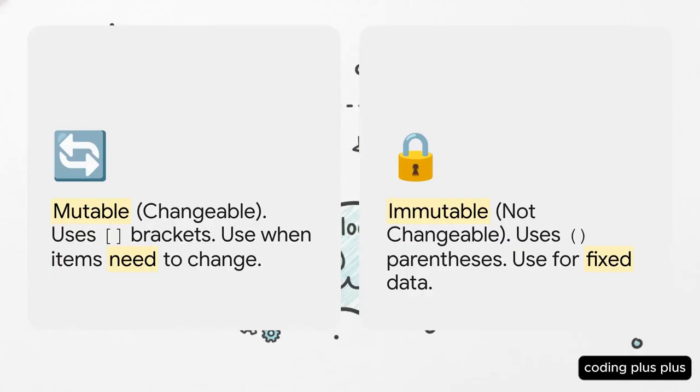So let's put it side by side. This is the big takeaway right here. Lists are mutable, they can be changed. Tuples are immutable, they are fixed. So when do you use which? Well, you use a list when you know you're going to need to add, remove, or change things. You use a tuple for data that you want to protect, stuff that should never change. And because they're fixed, Python can make them a little bit faster too.